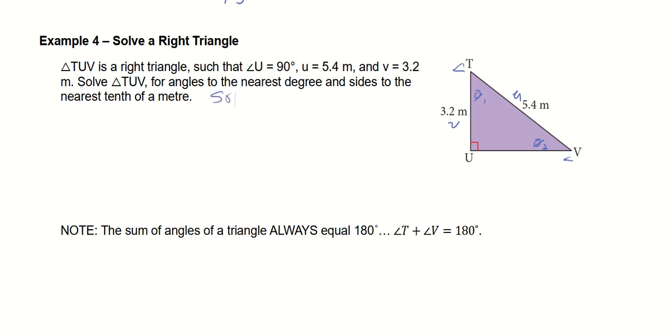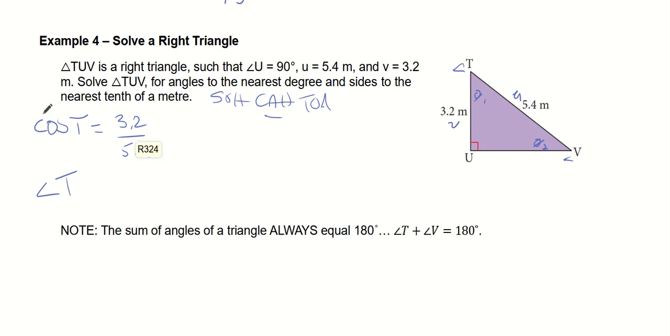So let's write down SOH CAH TOA. Referring to this angle, we have adjacent and we have opposite. So that will refer to this one, CAH. So I'm gonna say here cos T, with capital T representing the angle, and it's adjacent over hypotenuse, so it's 3.2 over hypotenuse, which is 5.4. And to get the angle T, it's the inverse of cos.